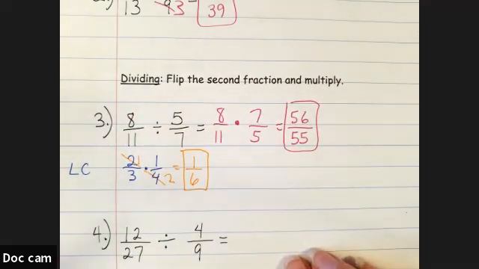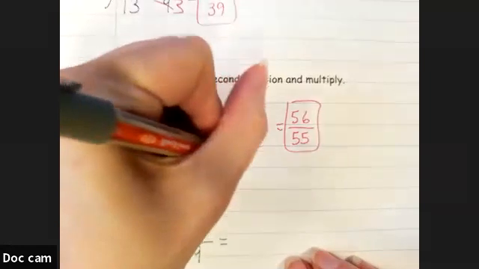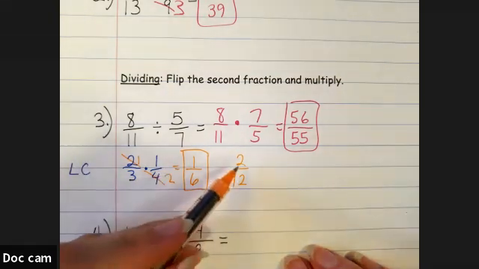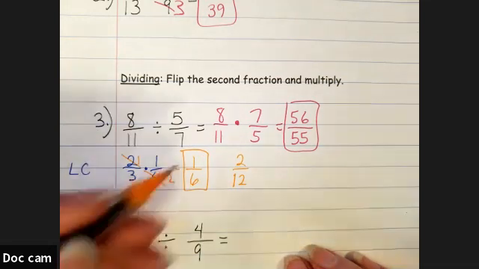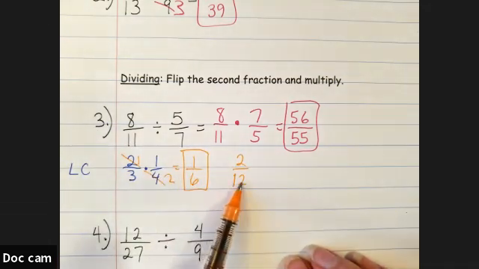Now somebody said 2/12. If you didn't reduce it, you just did 2/12. But that's not reduced, so you always need to reduce your answer. That's fine if you had 2/12, but you would just need to reduce it because 2 goes into 2 1 time and then 2 goes into 12 6 times. So the correct response we're looking for is 1/6.